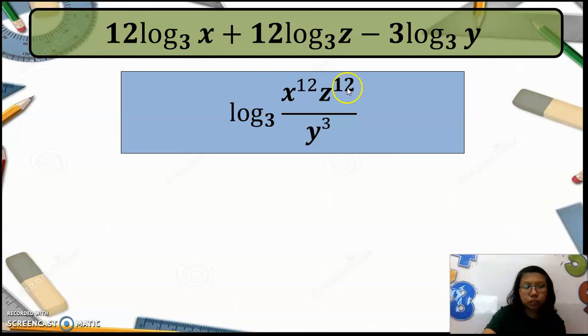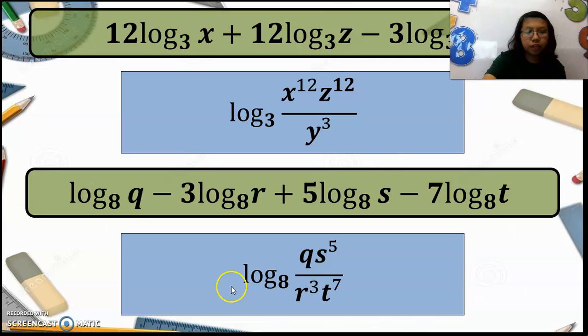So x raised to 12, and then multiply it because we have here addition, so therefore we have a product. So z raised to 12, minus, which means quotient. So we need to place it on the denominator. So minus 3 logarithm of y to the base of 3, so over y cubed.